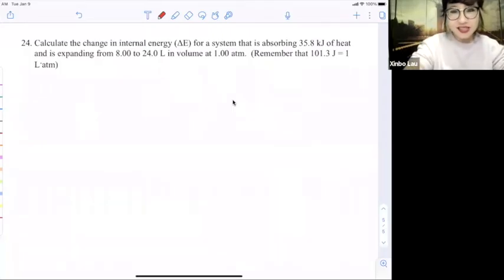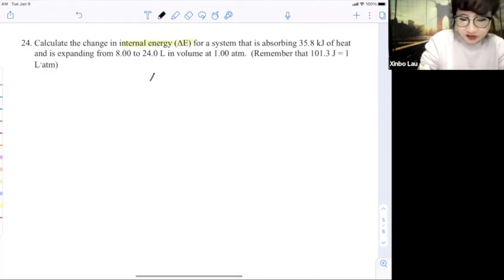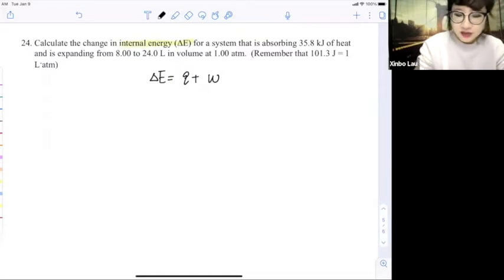So this is a type of question I told you in the lecture, a typical question I need you to know. Delta E of the system, I know what delta E equals to. That's the first thing we should have a clear idea about: heat plus work. So there are two forms of energy transfer, heat or work.